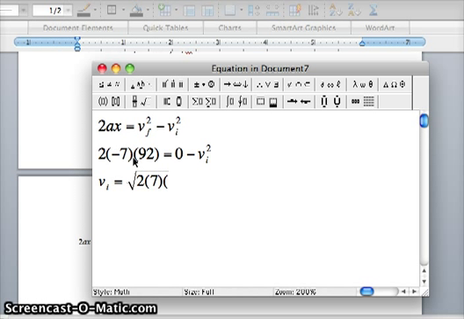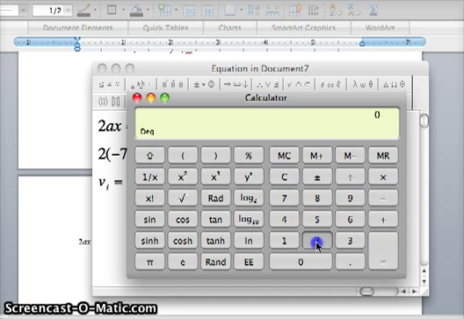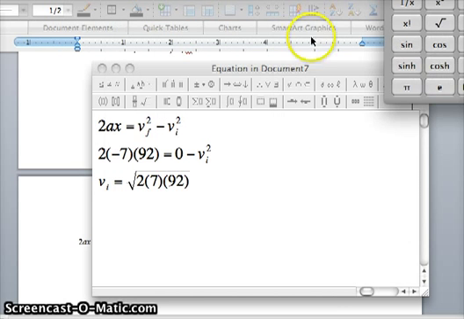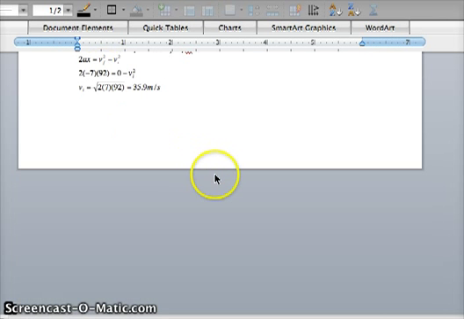So we take our handy calculator, we say, calculator, what is 2 times 7 times 92? And the calculator says, I believe that's 1288. And you say to the calculator, what's the square root of 1288? And your calculator says, I believe it's 35.8887. And you can round that to 35.9 meters per second. That's your estimation of the initial velocity. And that concludes this screencast.